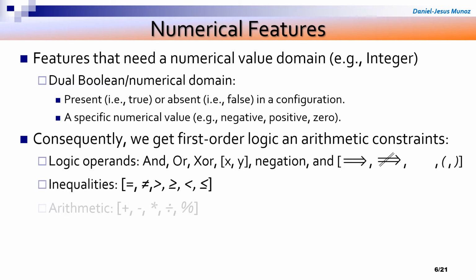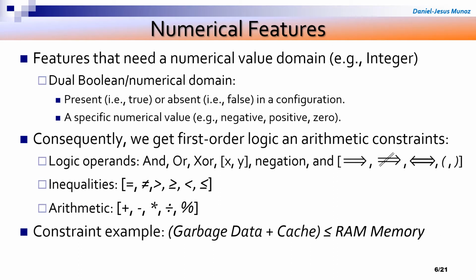Then we will have a mixture of constraints. It could be logic operands, like AND or XORs, cardinalities, implications, alongside inequalities, and alongside mathematics, like the typical arithmetic operands like addition, subtraction, multiplication, division, and modulo. Another example of a mixture constraint, the addition of the cache memory and the garbage data in a program. It should be less than the available RAM memory.